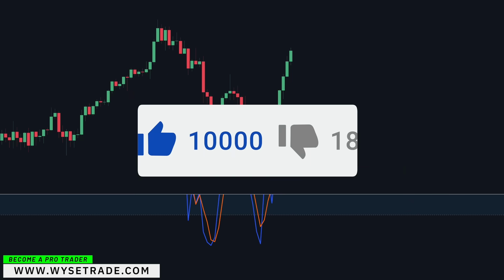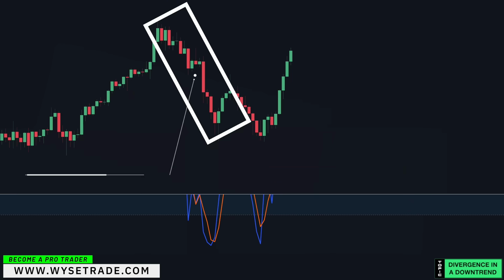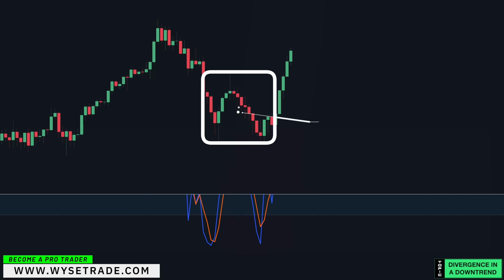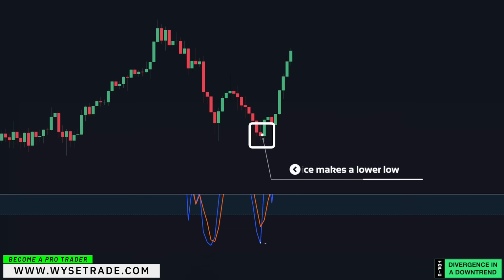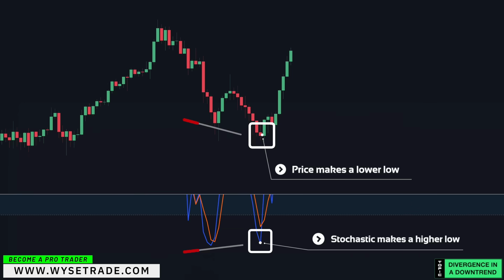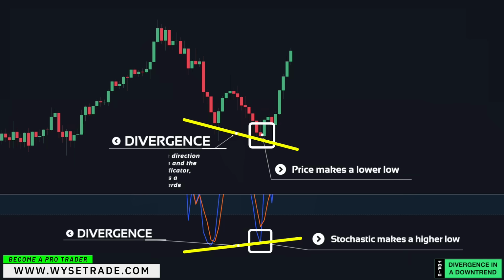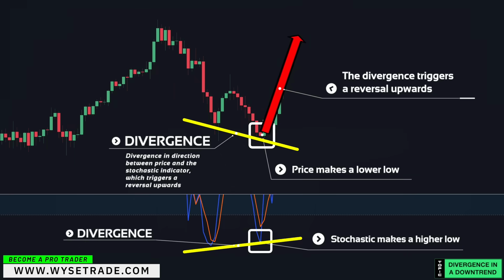You have a moving downtrend. Price then starts to swing, showing a loss of momentum from the sellers in the market, and that the bears are no longer in full control. Price makes a lower low, whereas the stochastic makes a higher low, which is a divergence in direction between price and the indicator, which triggers a reversal upwards.